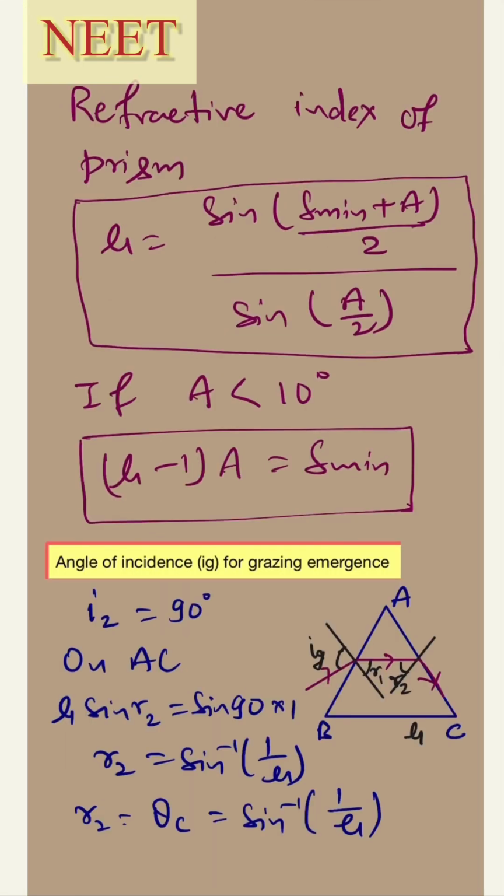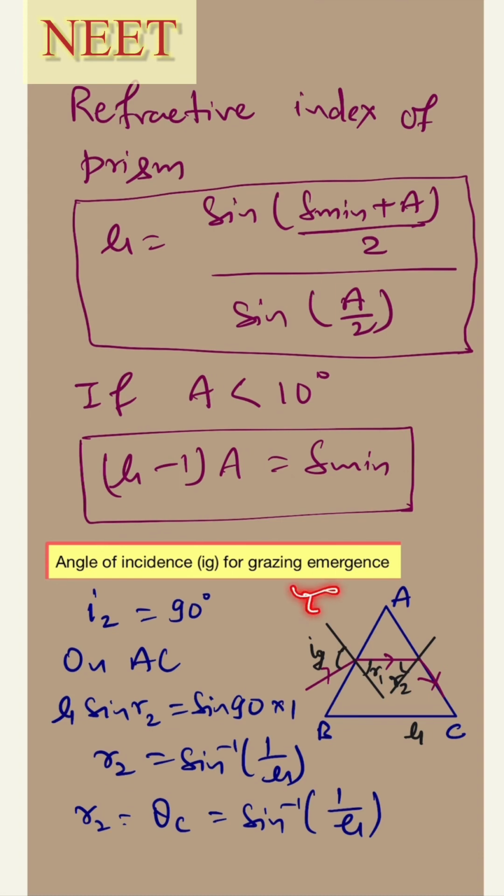Now, if angle of prism is less than 10 degree, then (mu minus 1) into A is equal to delta minimum. So this is also one of the formulas. It is applicable only when angle of prism is less than 10 degree. What is the formula? (Mu minus 1) into A is equal to delta minimum. So I think all of you got it.